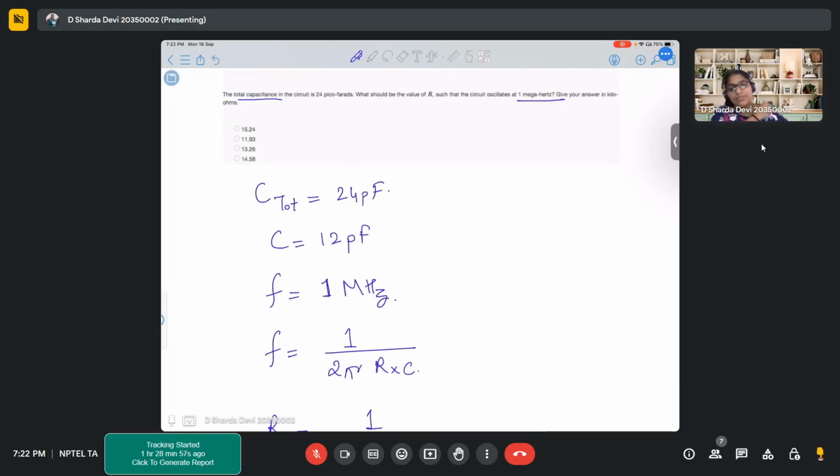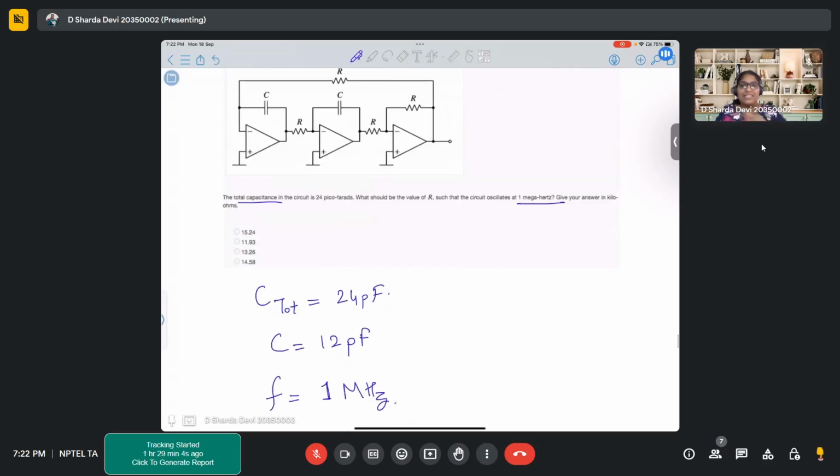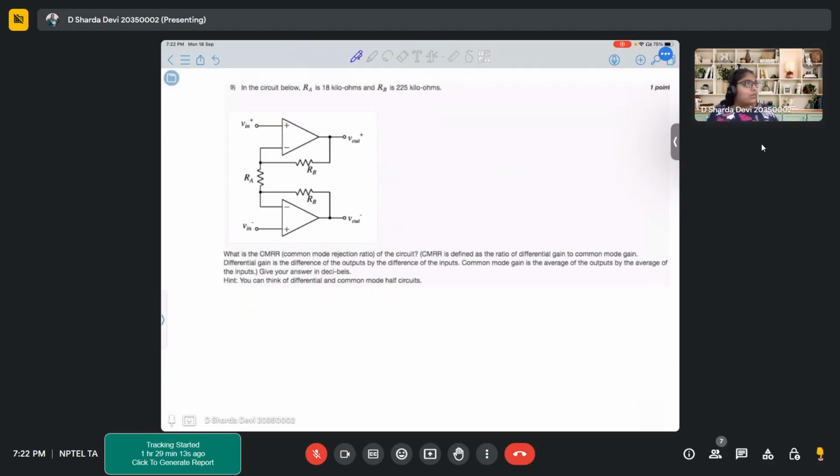Here, the frequency is given by 1 upon 2 pi RC. For a basic RC network, the frequency is 1 upon 2 pi RC. So that's how we got that. Coming to this next problem.